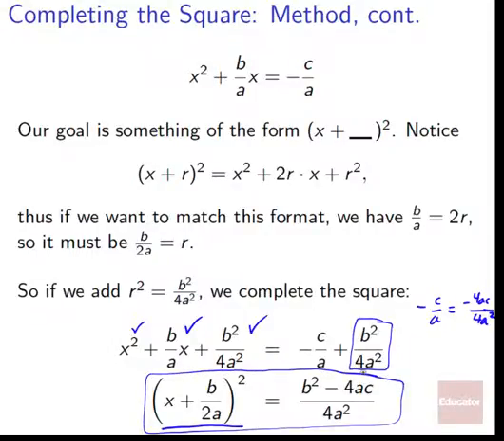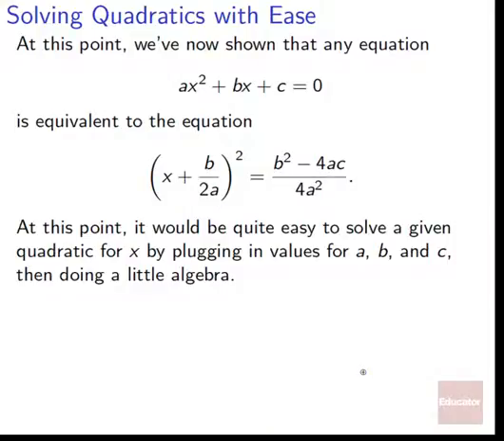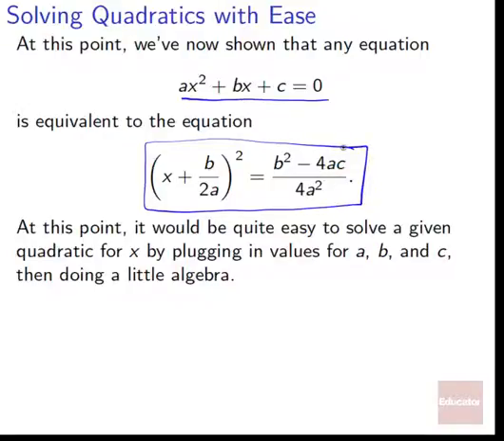That is a general form. At this point, we've shown that any equation that starts off as ax squared plus bx plus c equals 0 is equivalent through completing the square to this equation right here. It's a little bit complex, but we just proved that we can do that through basic algebraic manipulation. At this point, it would be quite easy to solve a given quadratic for x by plugging in values for a, b, and c, then just doing a little algebra.